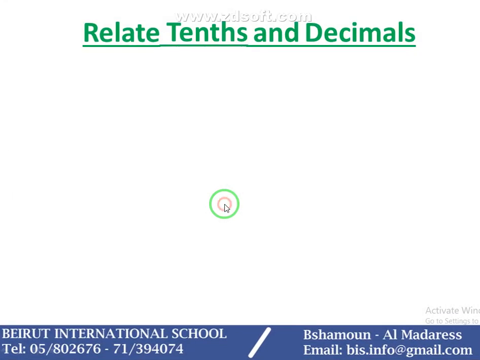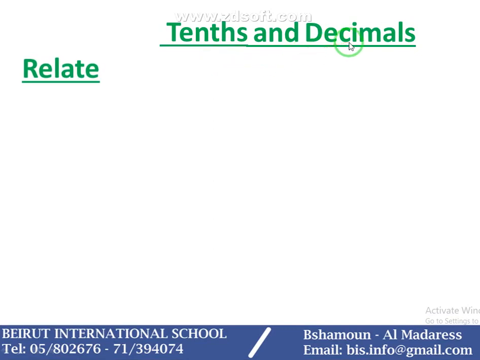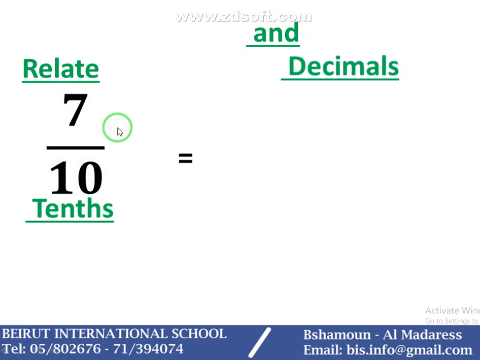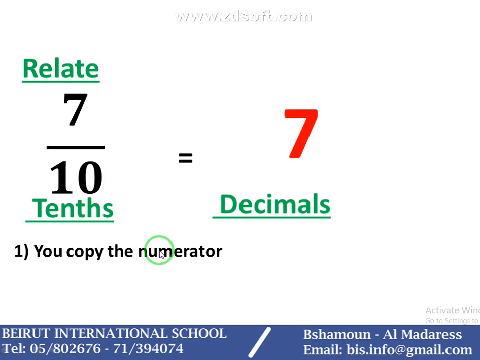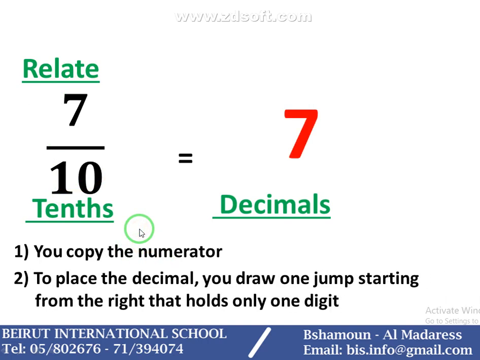Now, let's relate between tenths and decimals. Back to the original example, which is 7 over 10. I need to change the fraction into a decimal. The first step to change this fraction into a decimal is to copy the numerator as it is, which is 7. The second step is that in order to place the decimal, you draw one jump starting from the right that holds only one digit.